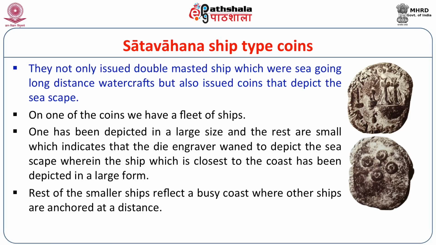On one of the coins, we have a fleet of ships, as already discussed. You can see the coin to your right. The rest of the smaller ships are a depiction of a busy coast, where you have one ship standing and the others at the back. On the reverse, you have a very distinct Ujjain symbol.